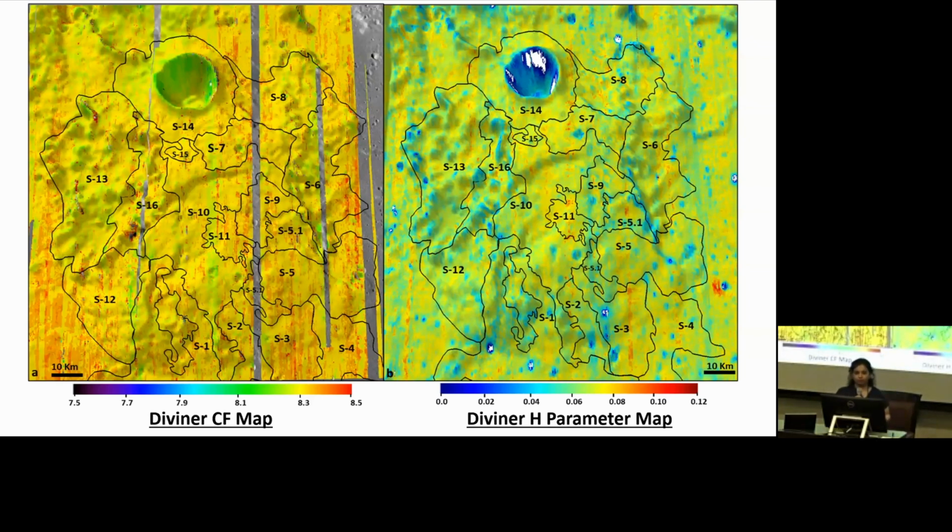This is a CF map. So the CF value for the Gardner shield is varying from 8.3 to 8.5, which is indicating a mafic material within the area, mostly high calcium pyroxene bearing material, and at fewer places olivine bearing material. The Diviner H parameter map shows a moderate value for the H parameter, which indicates a thinner regolith layer on the shield.